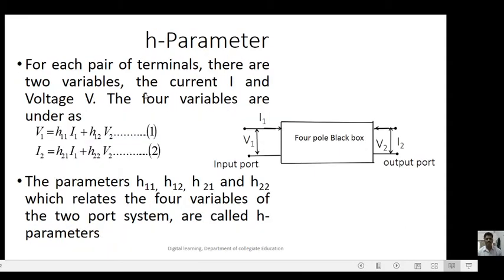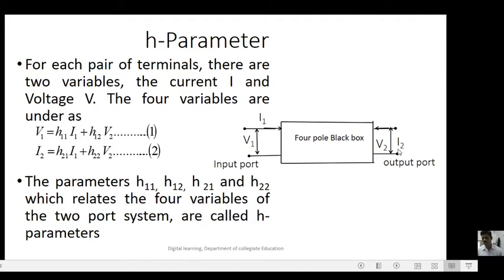H parameter. For each pair of terminals, there are two variables, the current I and the voltage V. The four variables are related as follows: V1 is equal to H11 I1 plus H12 V2. Here I1 and V1 are flowing into the input circuit. This is known as the four-pole black box.